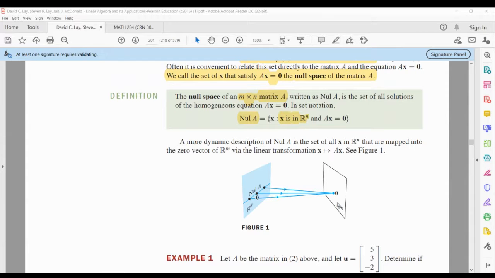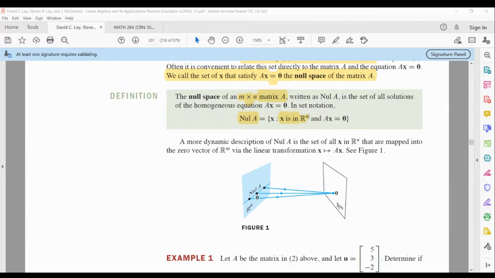That's right, Benjamin. The matrix A times the zero vector will give you a zero vector. And so the zero vector is automatically in the null space of A.